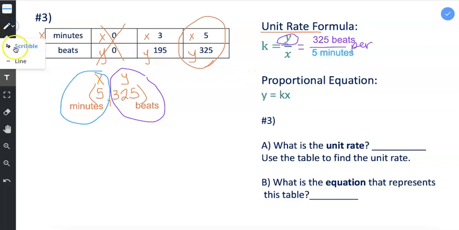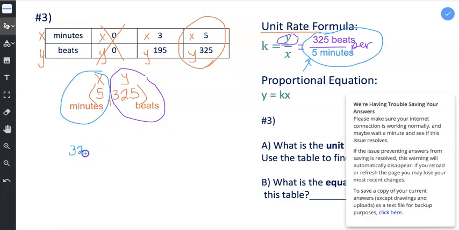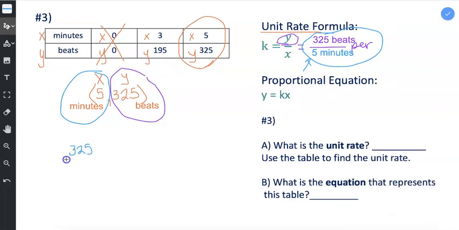Now this is not a unit rate because the denominator is not 1, so I actually need to divide this to find the unit rate. So I'm going to go ahead and do the work down here. When I was grading your work, I was noticing that people were really struggling with division. So I'm going to take my time with this.